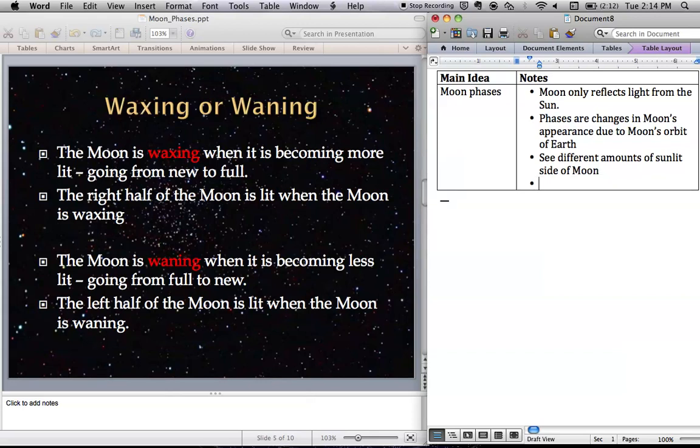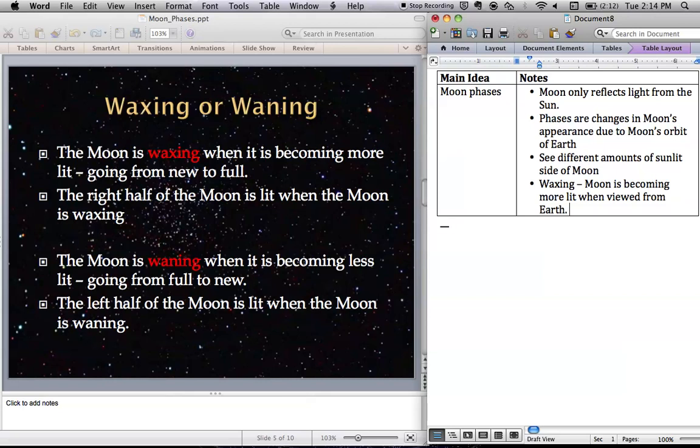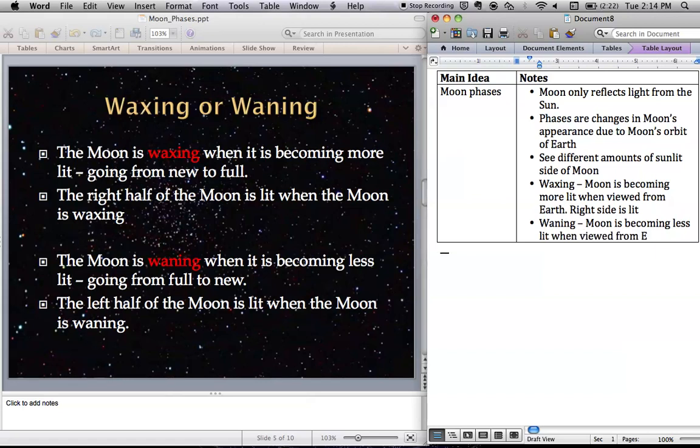All right. So the moon is waxing, means the Moon, capitalized because we're talking about our moon, is becoming more lit when viewed from Earth. And in a waxing moon, the right side is lit. And then we have what we call a waning moon, and the moon is becoming less lit when viewed from Earth. And in this, the left side is lit.